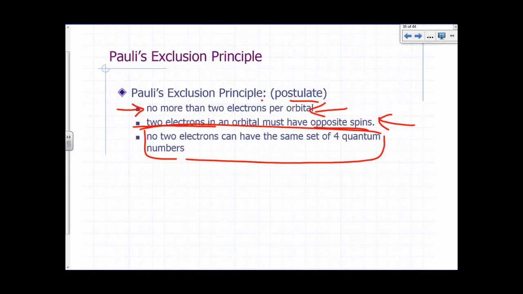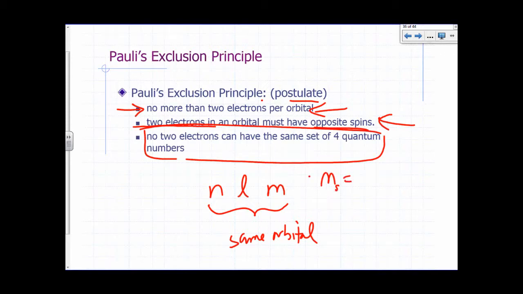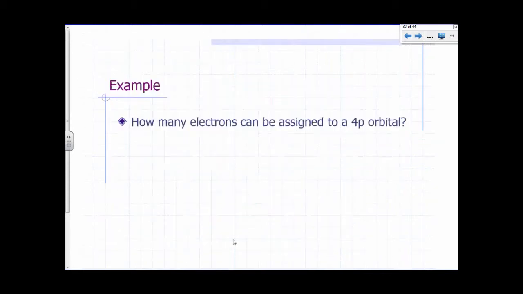Another way of saying what Pauli's exclusion principle really says is that you cannot have 2 electrons having the same set of 4 quantum numbers. So the 2 electrons can have the same n, l, and m. That would be the same orbital. Since you can put no more than 2 electrons in an orbital, if they have 2 electrons within the same orbital, they have the same n, l, and m, one of those electrons must be spin up, so m sub s is plus 1/2, and the other electron must have opposite spin, corresponding to a quantum number of m sub s equals -1/2. That's Pauli's exclusion principle.